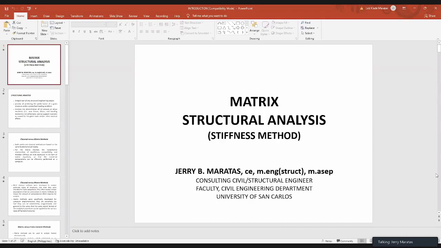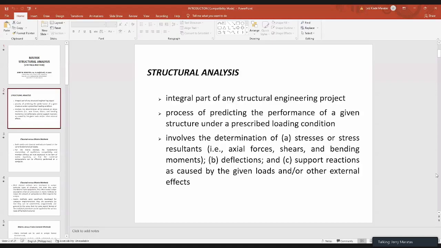So this meeting, by the way, we're going to discuss, well, this one is still the introduction, about the matrix structural analysis, or the matrix analysis of structures. I attached it to your modules last week. I hope you were able to read it a little. Okay, so again, this is still about the introduction to our subject, the matrix structural analysis.